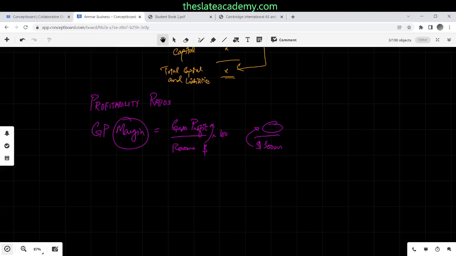In the same way as gross profit margin, we have what we call operating profit margin or net profit margin, the OP margin. So OP margin would be operating profit over revenue times 100. So they don't take into consideration tax?